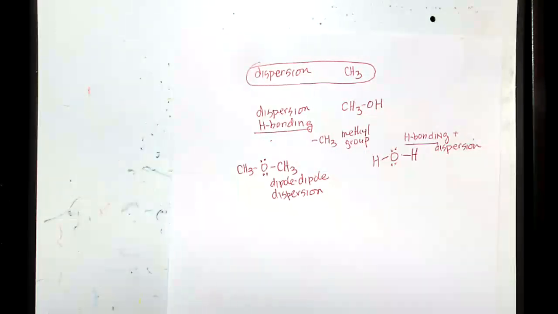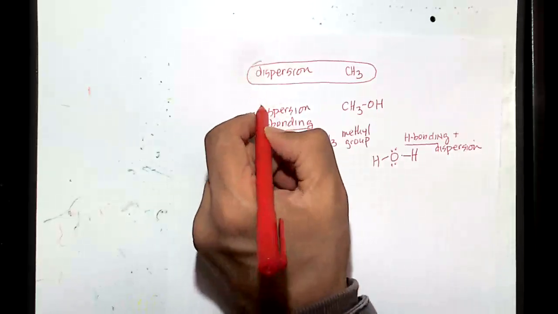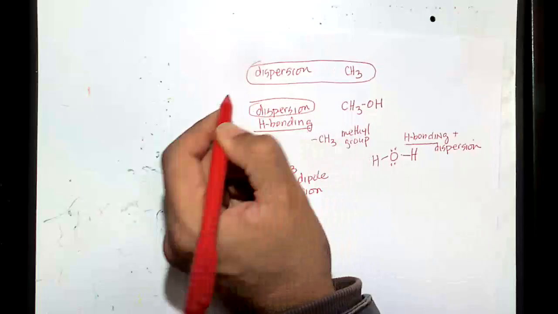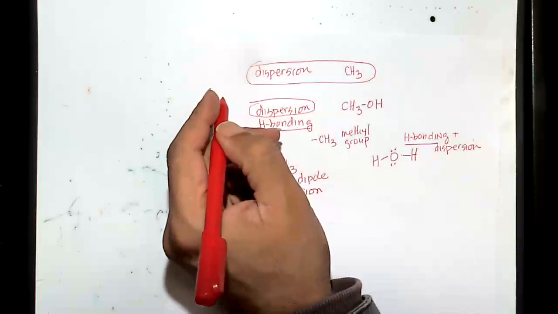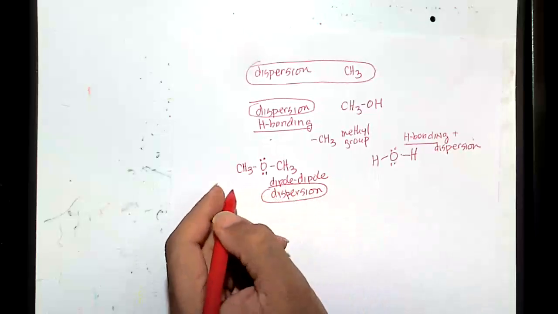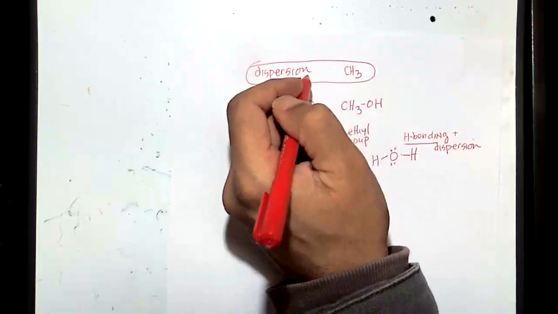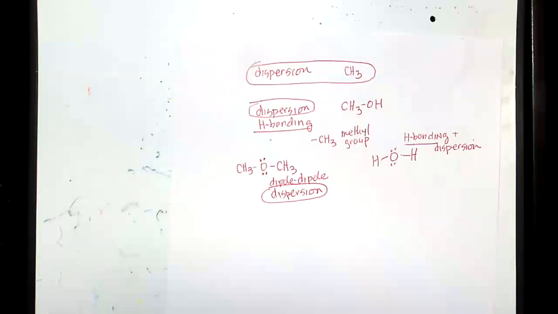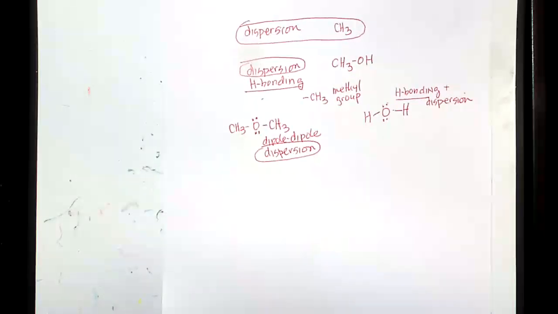All right. Make sure you note that there's also dispersion. It's ubiquitous, it's everywhere. But it's not the main one, except for the alkanes and the nonpolar molecules. That's all.